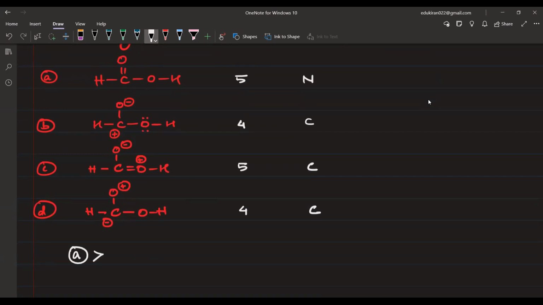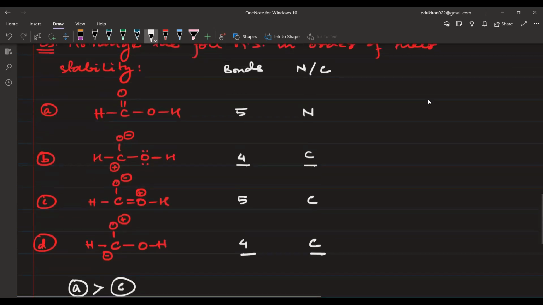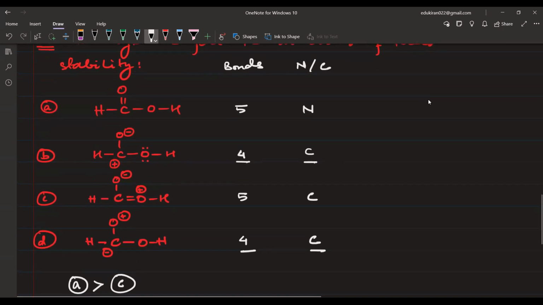उसके बाद कौन सा आ जाएगा? उसके बाद we will have C, correct? Because C is also having 5. So A and C. Now we have to look at B and D. Now B is having 4 bonds. D is having 4 bonds. B is also charged. D is also charged. Now what is the next rule? Tell me, guys. We have to look where is the charge, right?